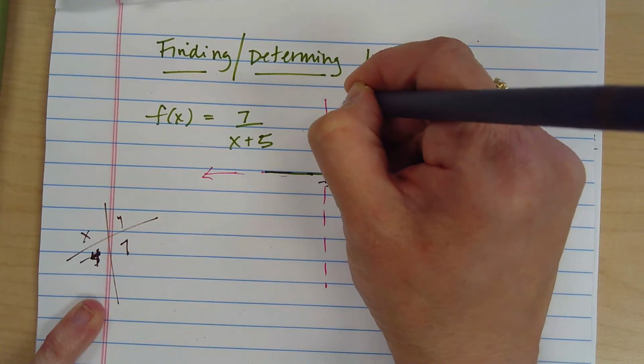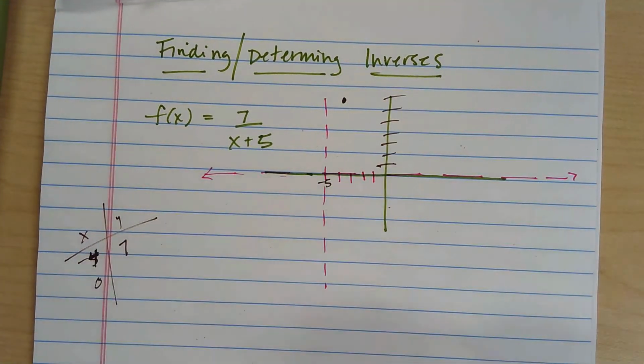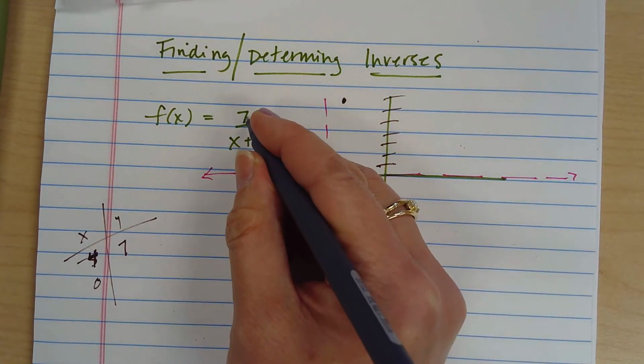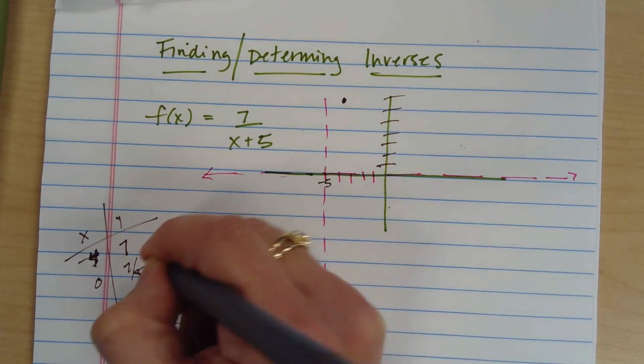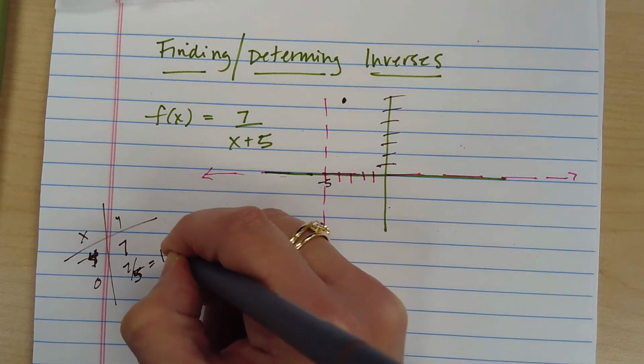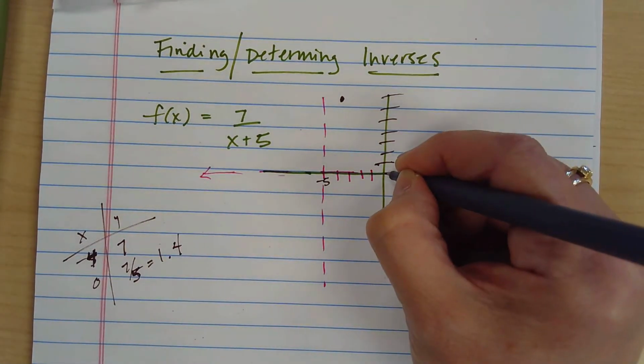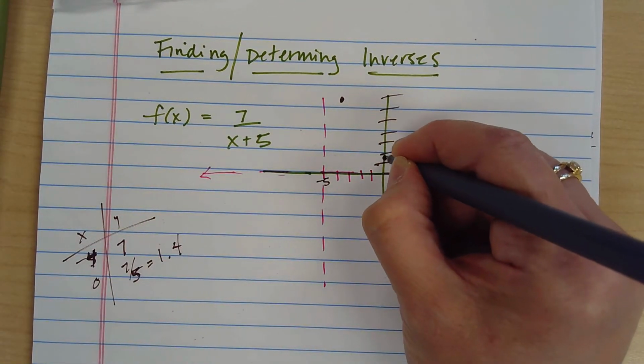So my graph is going to be up here. Let's see what happens when I plug in 0. If I plug in 0, I get 7 over 5. So that's about, what, 1 2/5? So that's 1 point, so about almost a little less than 1.5. So maybe about right here.